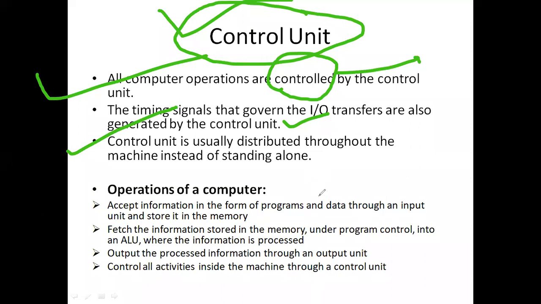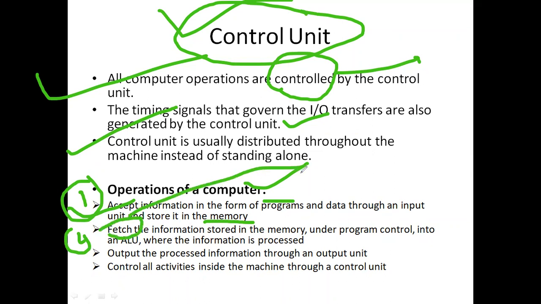Now, operations of a computer, no need to define again. You know that it accepts information in the form of programs and data for input, and then we store it in the memory. Second, fetch the information stored in the memory. Fetch means retrieve. Fetch the information stored in the memory under program control into an ALU, and then the information is processed. Then output the processed information through an output unit and control all the activities inside the machine through a control unit.